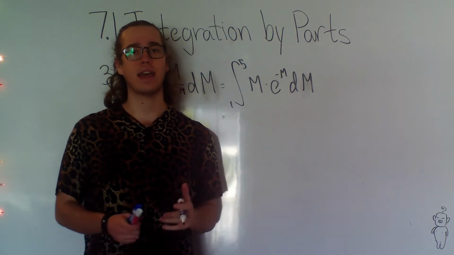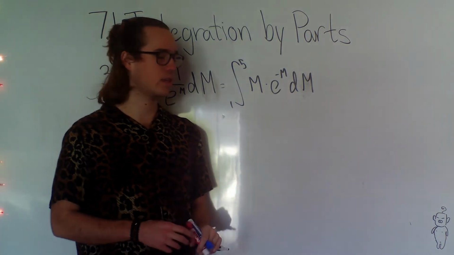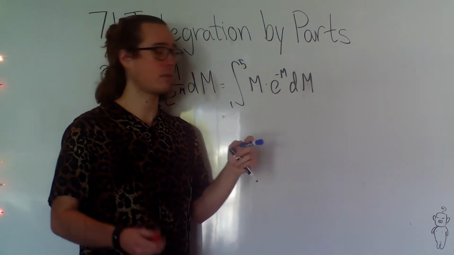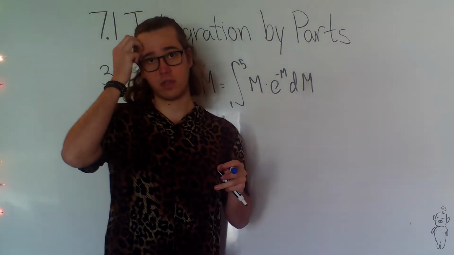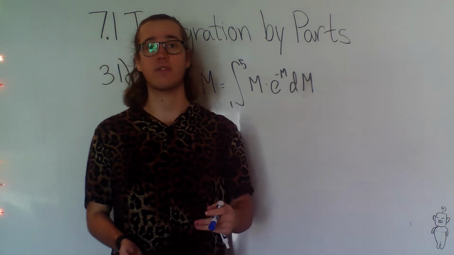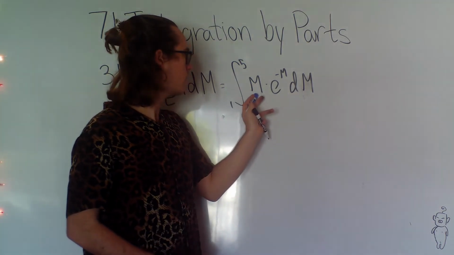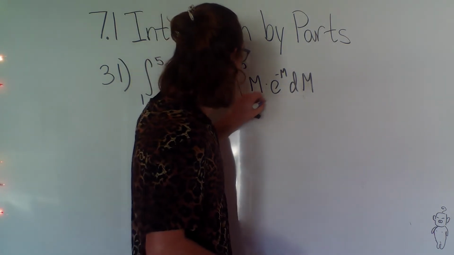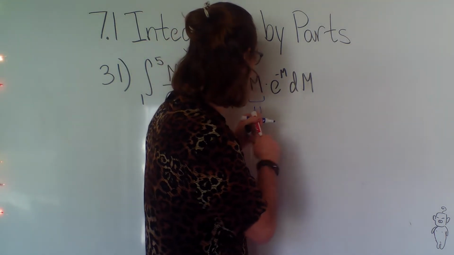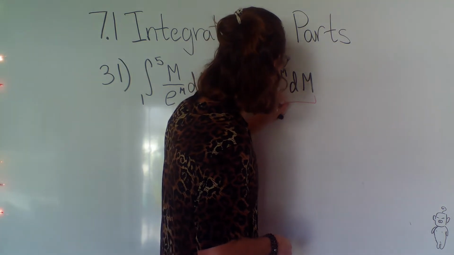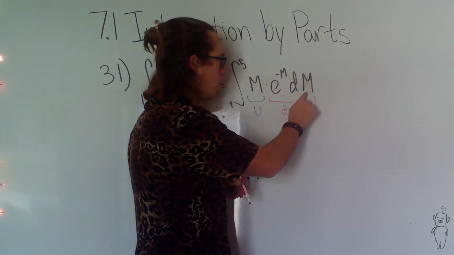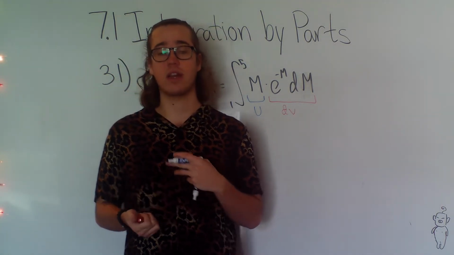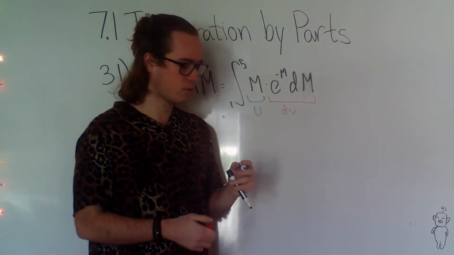Well, let's do LIATE on this thing. And we are going to see, okay, well, we have an algebraic, a linear function, which is a polynomial, and then we have an exponential function. So we always want to take our exponential functions to be our dv's, so then that means this m is going to be stuck with a u. And then that makes it really easy. So this is going to be our u, this is going to be our dv, and it is important that we include the dm, because we have to integrate and we have to have what variable we're integrating based off of. And so that's important to carry that.